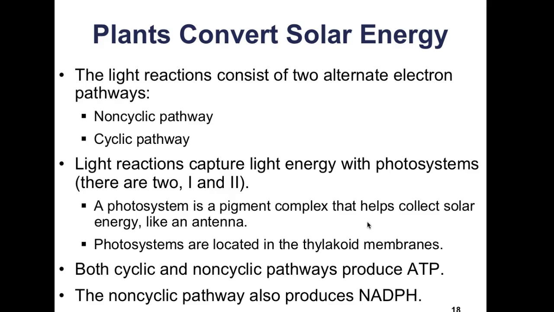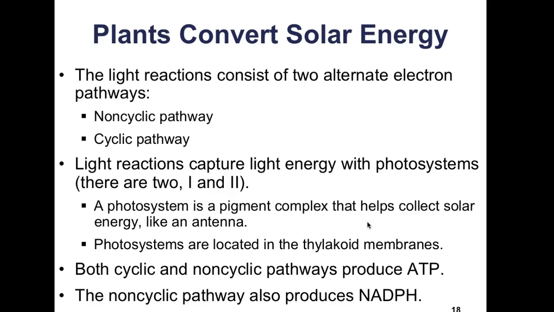So plants do convert solar energy. The light reaction consists of two alternate electron pathways. We have the cyclic and the non-cyclic pathway. The non-cyclic pathway is the main reaction, or what we'd say the light-dependent reaction.